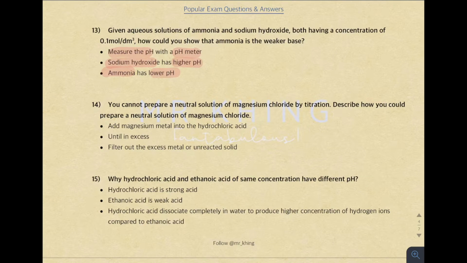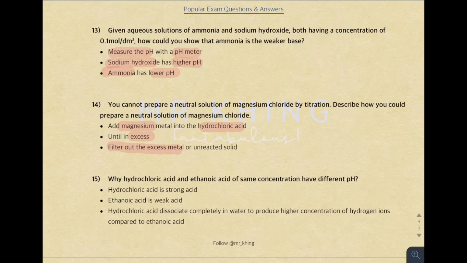Next one, you cannot prepare a neutral solution of magnesium chloride by titration. So describe how you could prepare a neutral solution of magnesium chloride. It can be the reaction between a metal and an acid. For example, the reaction of magnesium with acid, and of course remember you have to make sure that the metal added is in excess. This is to ensure that all the acid is fully reacted. And then we filter out all the excess metal.